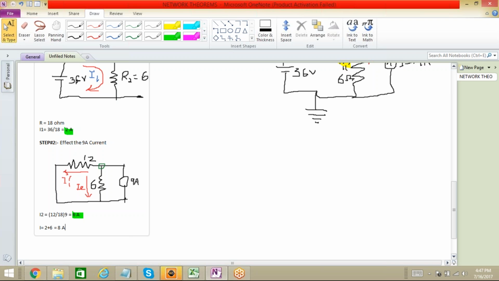Okay? So this is how you can work on your superposition theorem.